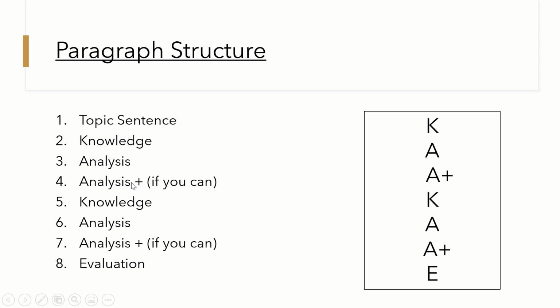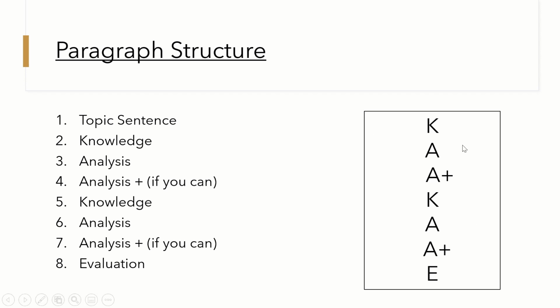You then bring in analysis plus, which is a counter argument, or we also call it a limitation, or if you can show a relationship between factors, and this is only if you can. You won't always be able to bring in analysis plus every time you make a knowledge point and analyse it. Once you've done that, you then repeat that process. You bring in, if you can, a second knowledge point, analyse it, analysis plus if you can, and then you always finish off a paragraph with evaluation. So that's like a mini conclusion.